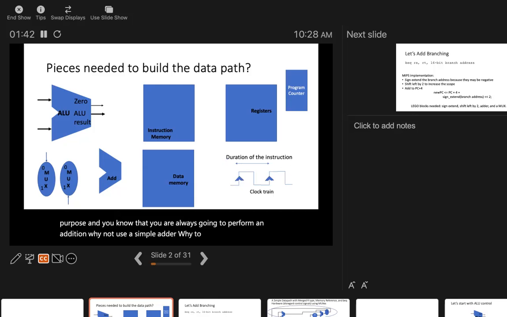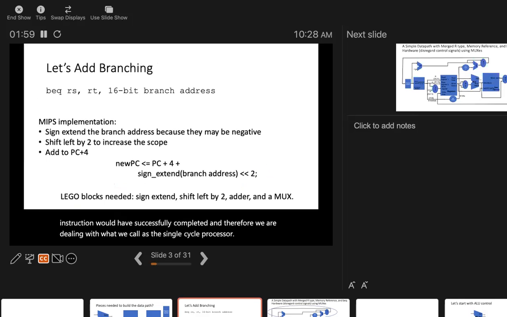And of course, we have our implicit clock, where at the positive edge of the clock, our instruction gets executed. And at the next positive edge of the clock, the instruction would have successfully completed. Therefore, we are dealing with what we call a single cycle processor. What I would like for you to do is discuss with your partners, work with each other, and try to develop the branching hardware. Now, this is what you need to focus on when you work on branching hardware.